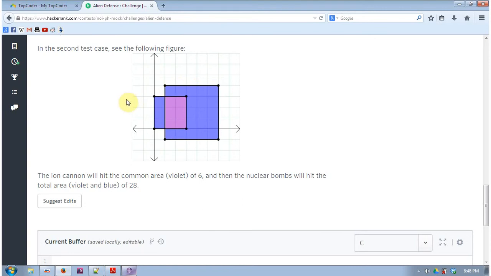For the intersection, the left value of x is the greater between the x value of this one and this one. So obviously this would be part of the intersection. The left side would be the greatest value, and for the right side it is just reversed. The value of x would be the least of the two. So this one is less than this one.